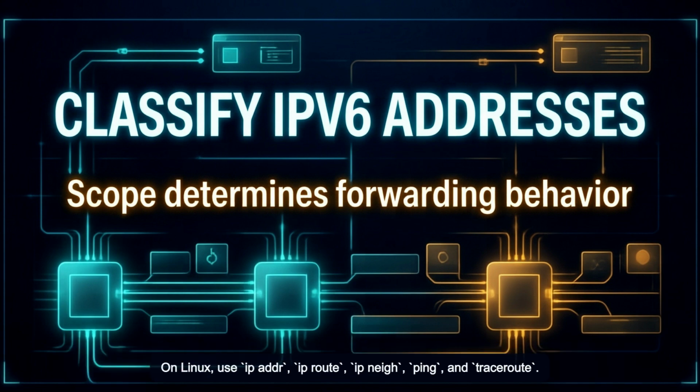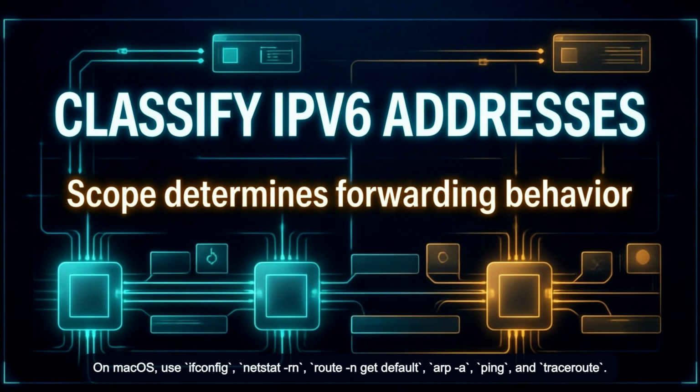On Linux, use ip addr, ip route, ip neigh, ping, and traceroute. On macOS, use ifconfig, netstat -rn, route -n get default, arp -a, ping, and traceroute.